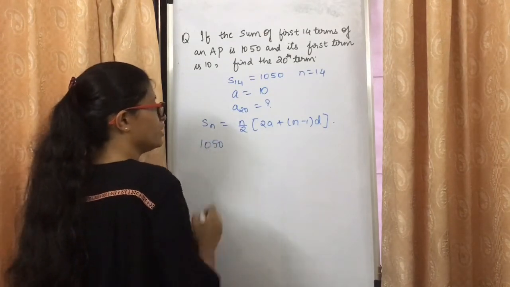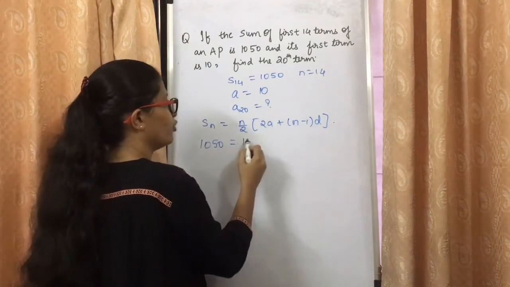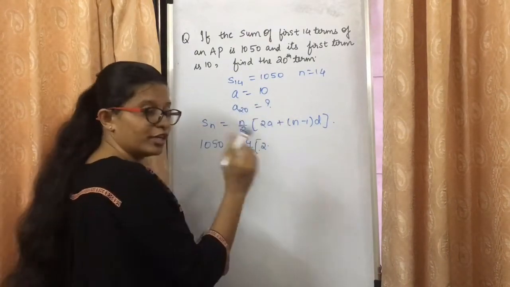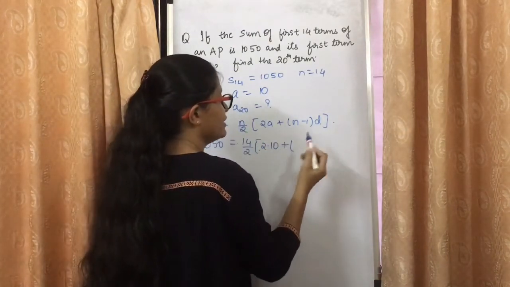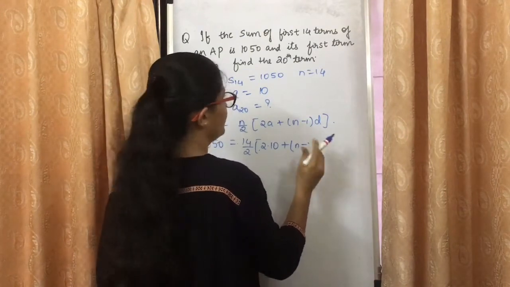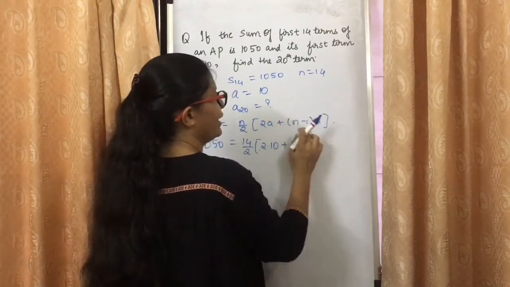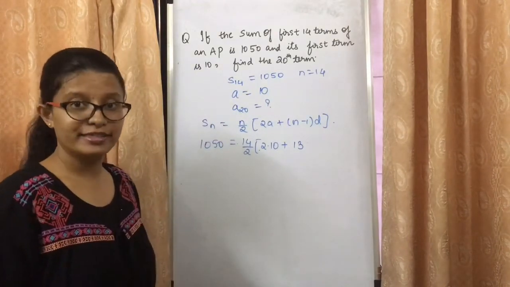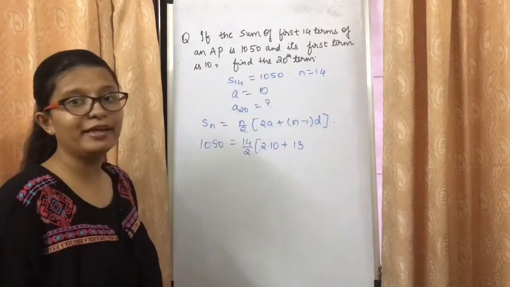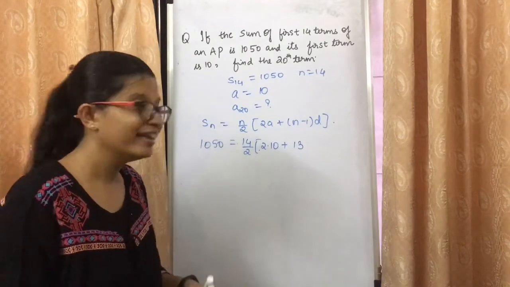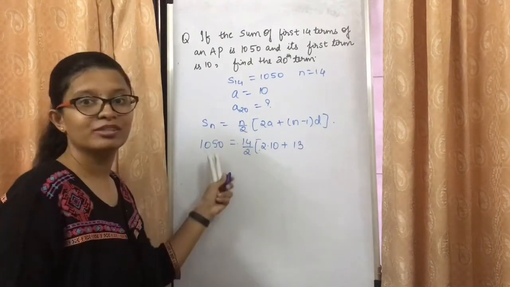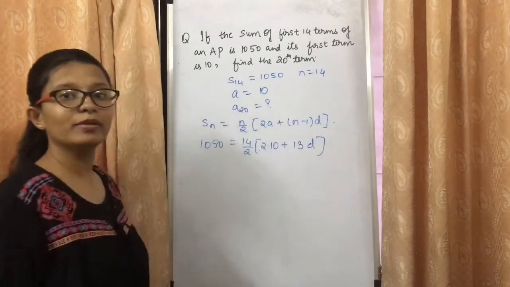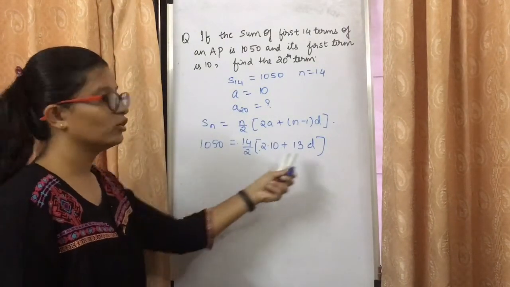Sn की value 1050. The n is 14 upon 2 into we have first term given in the question plus n minus 1. We know the value of n as 14, minus 1 is 13, and we don't know the value for the common difference. और हमको सीरीज में ऐसा कुछ दिया भी नहीं है कि जिससे हम कॉमन डिफरेंस निकाल पाएं. बट ये दिया है ना सम. क्या आप लोगों को दिख रहा है सम में केवल d ही एक ऐसा टर्म है जो कि अननोन है. तो इधर से अननोन निकाल लेंगे.